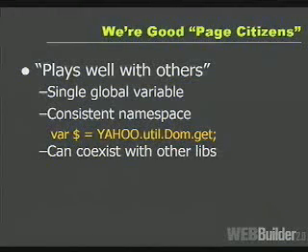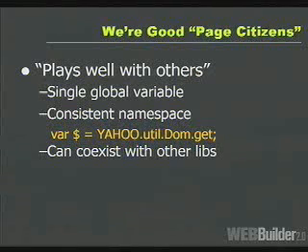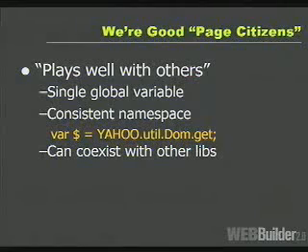Douglas teaches us that global variables are evil, in his words, and that every application or every website should only use a single global variable. So all of our stuff is namespaced under here, which allows it to coexist on the page with just about anything else. So you can have Dojo and Prototype and YUI living on the same page and not getting in the way.